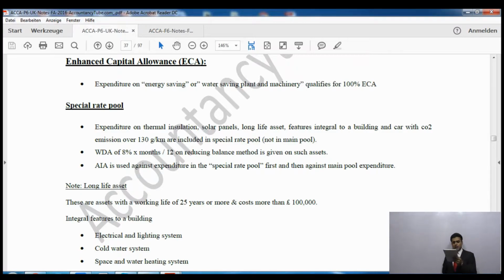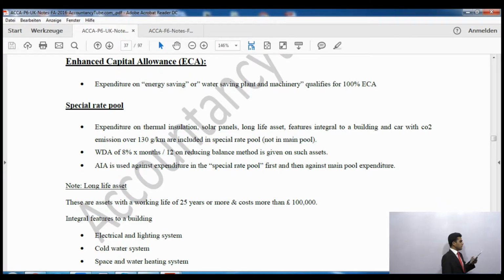Now annual investment allowance is used against the expenditure in the special rate pool first, then against the main pool expenditure. Alright, now when you are using the annual investment allowance of £200,000, first you will have to pick the assets from the special rate pool, then you can use the main pool.